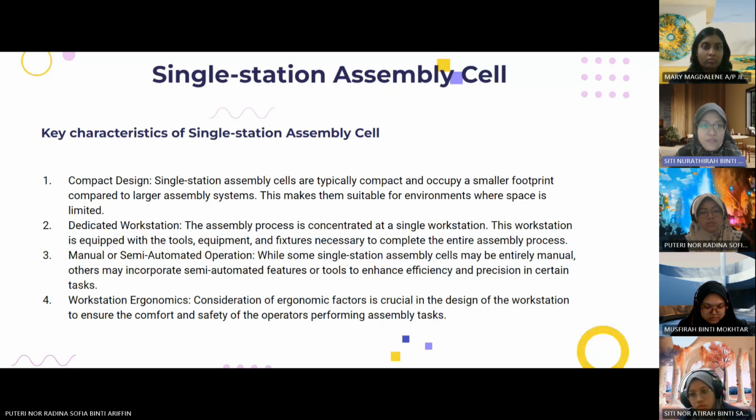The third is manual or semi-automated operations. While some single station assembly cells may be entirely manual, others may incorporate semi-automated features or tools to enhance efficiency and precision in certain tasks. The fourth is workstation ergonomics. Consideration of ergonomic factors is crucial in the design of the workstation to ensure the comfort and safety of the operators performing assembly tasks. Next slide.